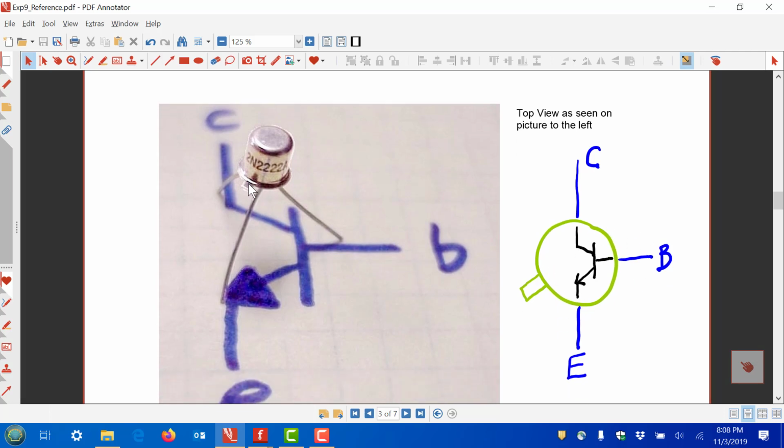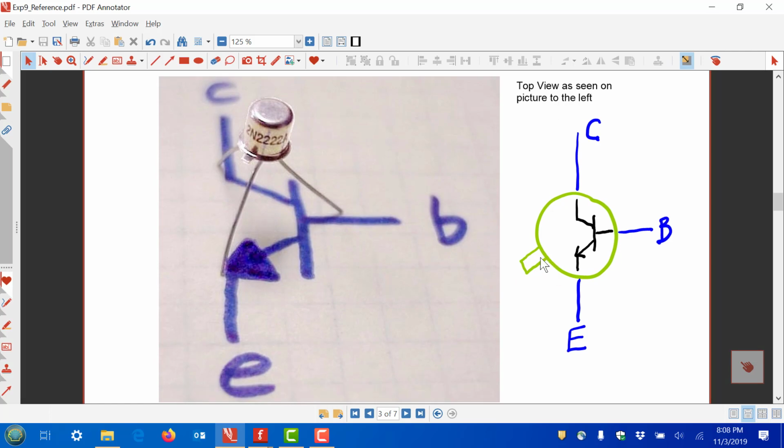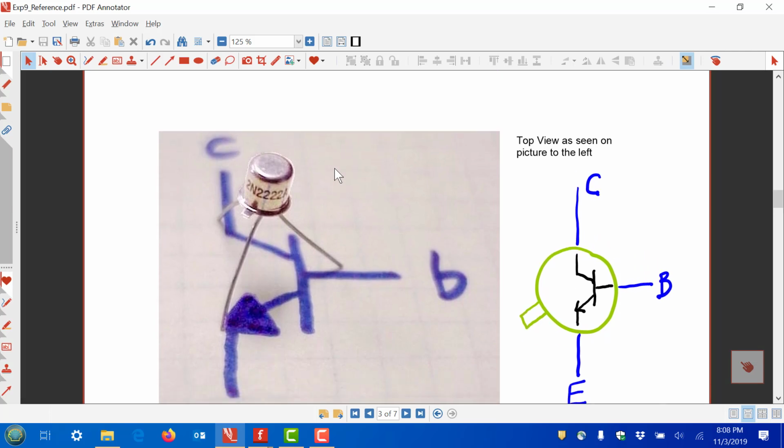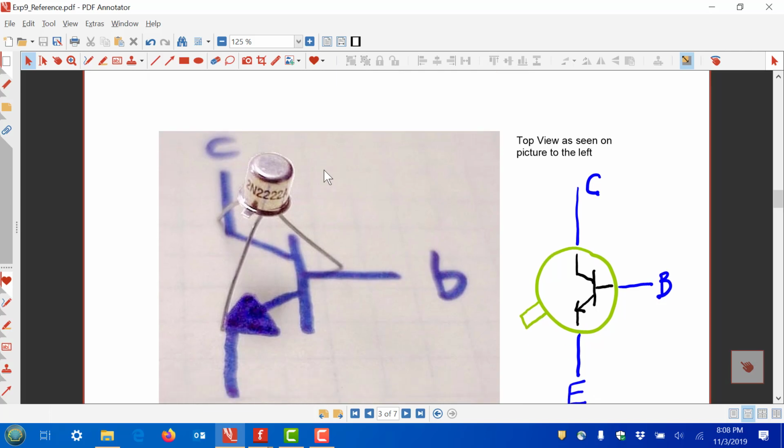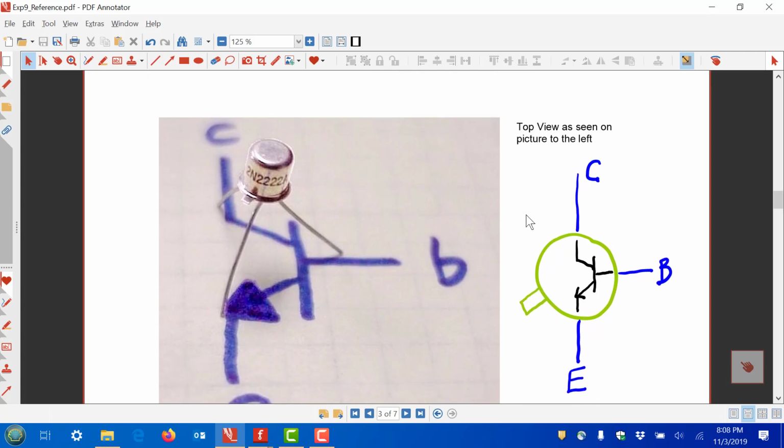If you put the tab over here, then this is the emitter, base, and collector. If you put this tab at about 45 degrees off center like this, then you read emitter, base, and collector. And of course, you can bend these leads to the position that you would like. Okay, so this is the 2N2222A transistor. You have two in your kit, and we'll be building several circuits using this.